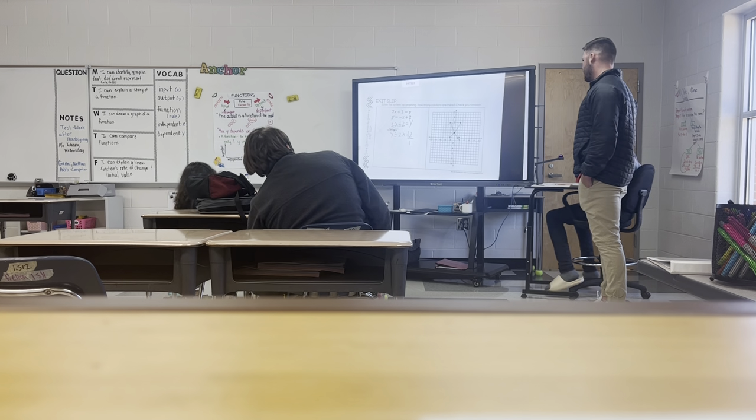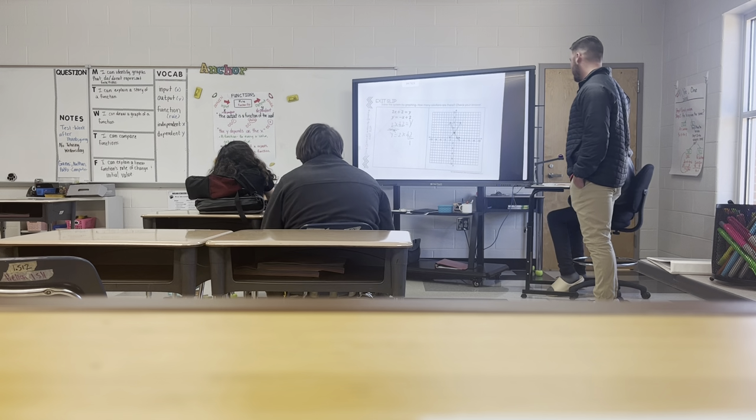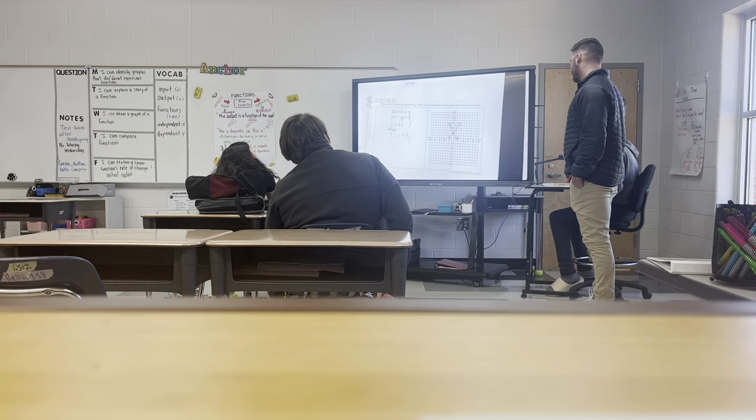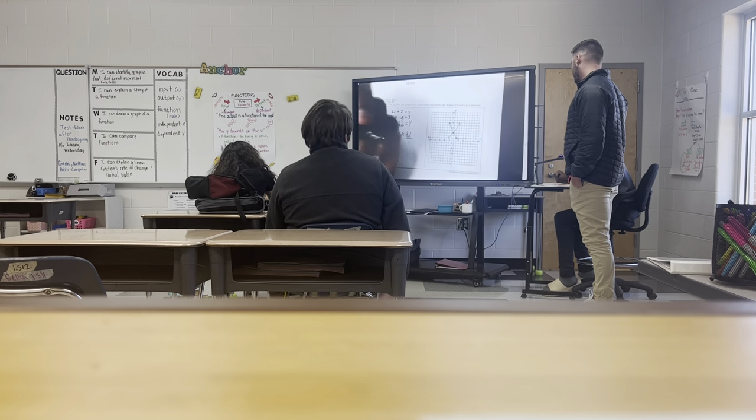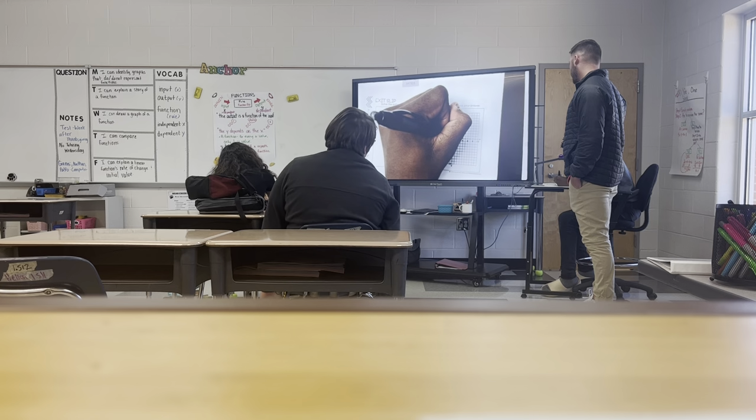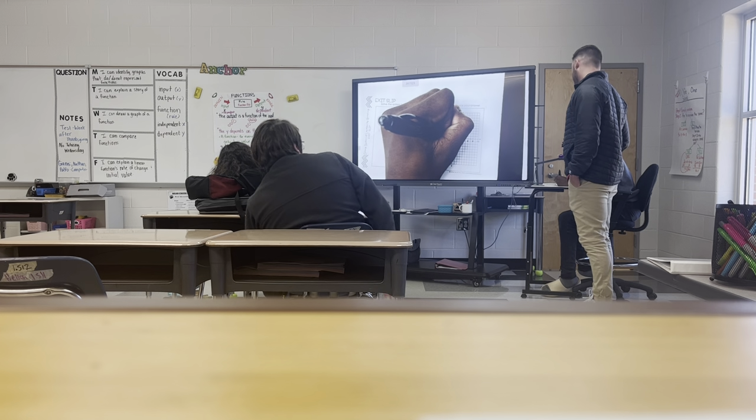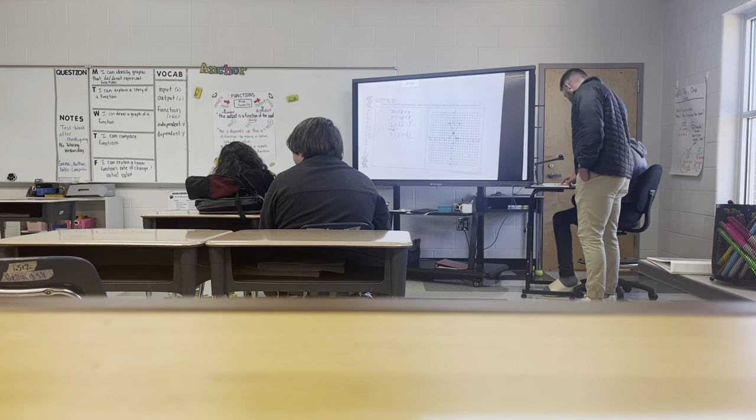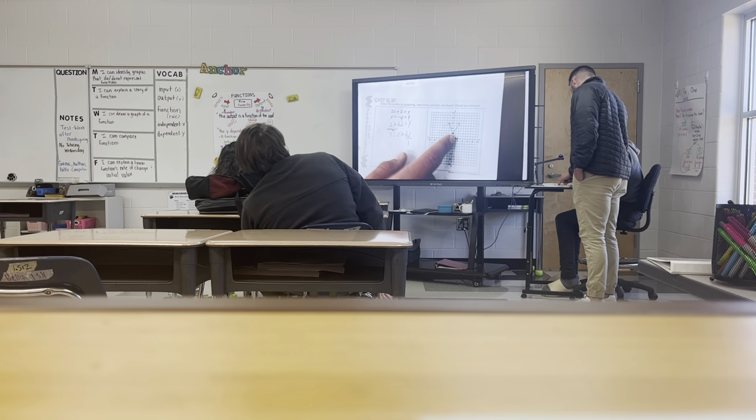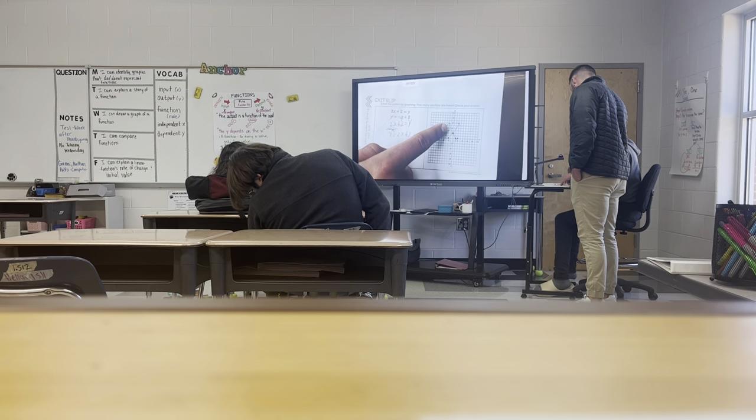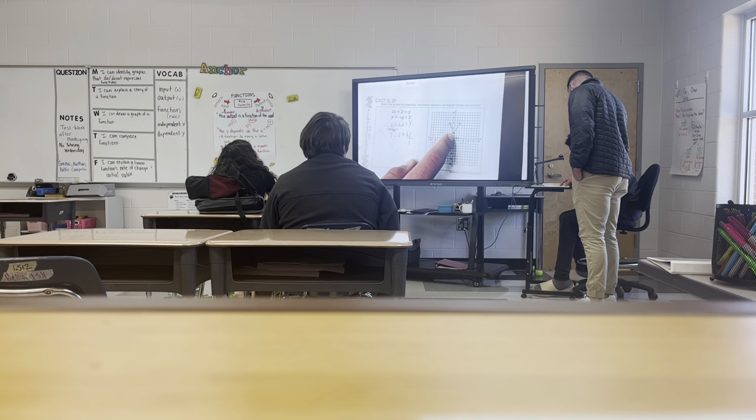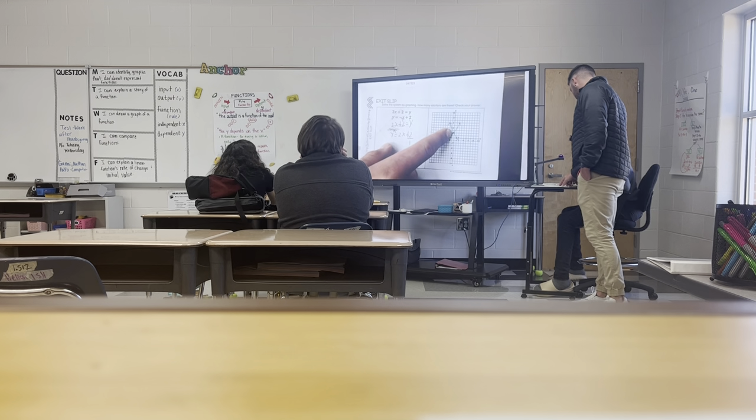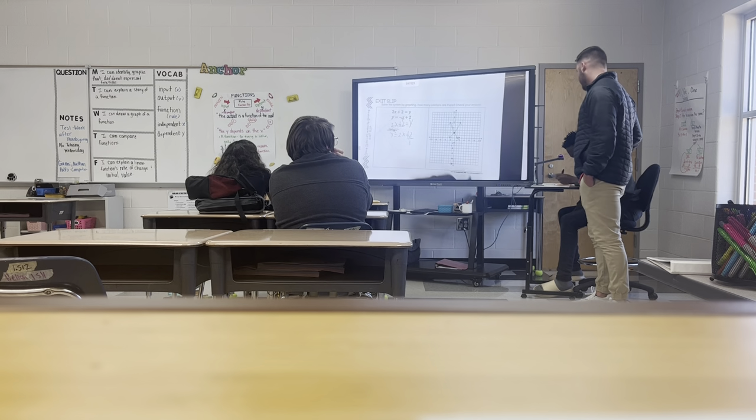And then the second equation. So here, since it's negative slope, that means we need to go down this way. So you go down one and then over one this way. That way? Yes. So go down one and then to the right one.